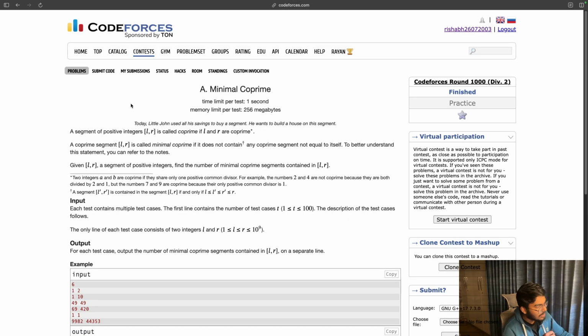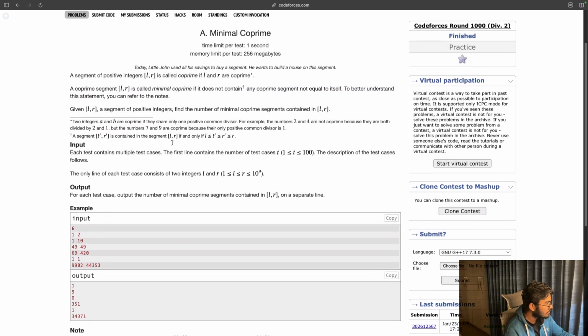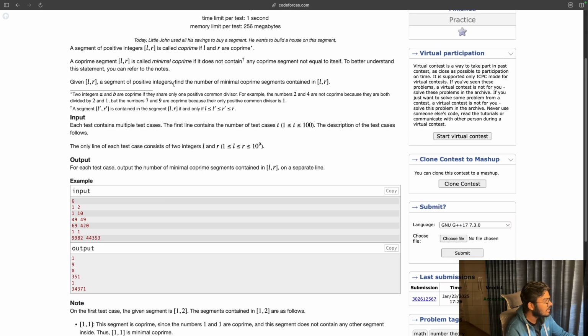So for the A problem, let's first read the problem statement. A segment of positive integers L, R is called coprime if L and R are coprime. Basically, we don't really care about the numbers between them. We just care if L and R are coprime. So this segment is also called coprime. A coprime segment is called minimal coprime if it does not contain any coprime segment equal to itself. To better understand this statement, you can refer to the notes. We need to find the number of minimal segments contained in L, R.